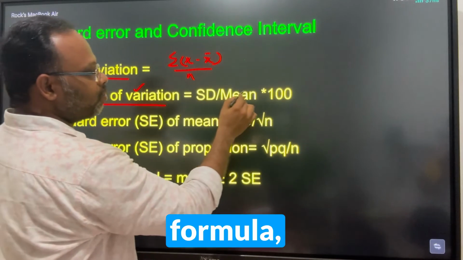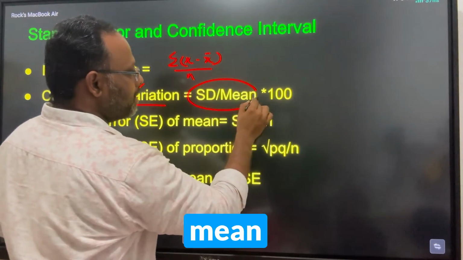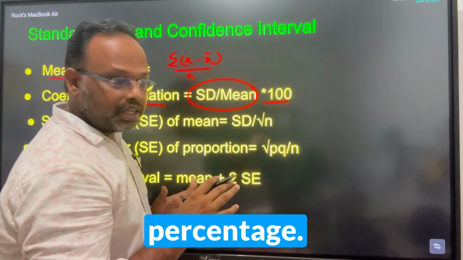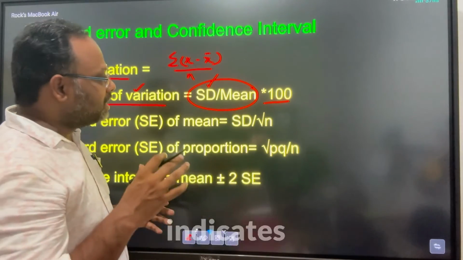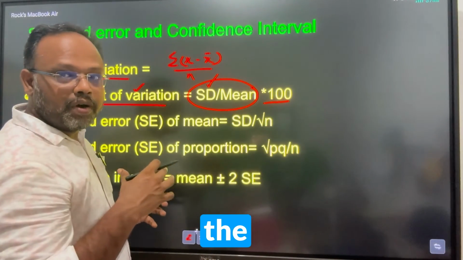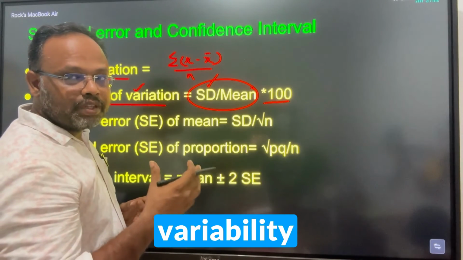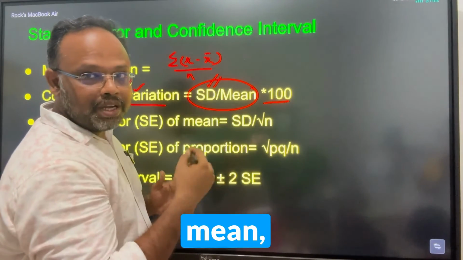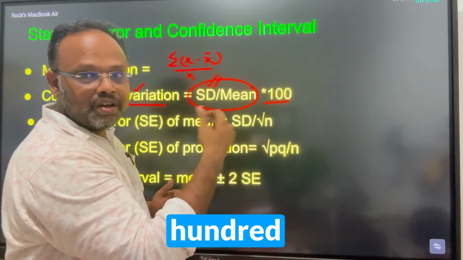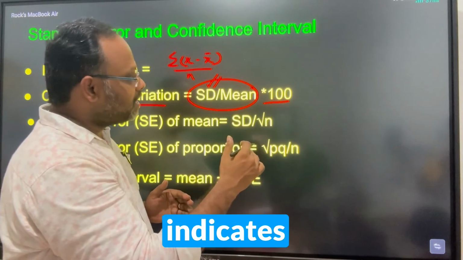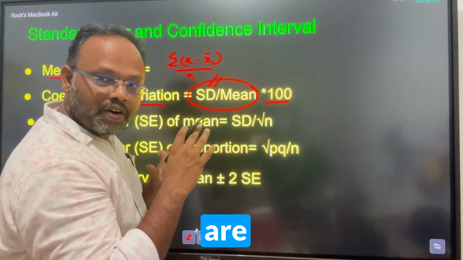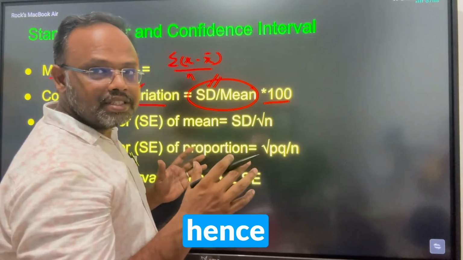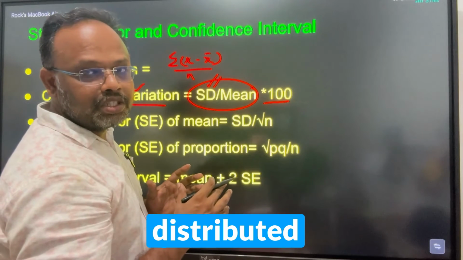It is given by the formula standard deviation by mean into 100. So it is expressed in percentage. What this coefficient of variation indicates is the level of variability. That is, if the standard deviation is so high, more than the mean, then it exceeds the 100 value. So that indicates that values are highly spread towards the extremes, and hence the chance of it being normally distributed is less.